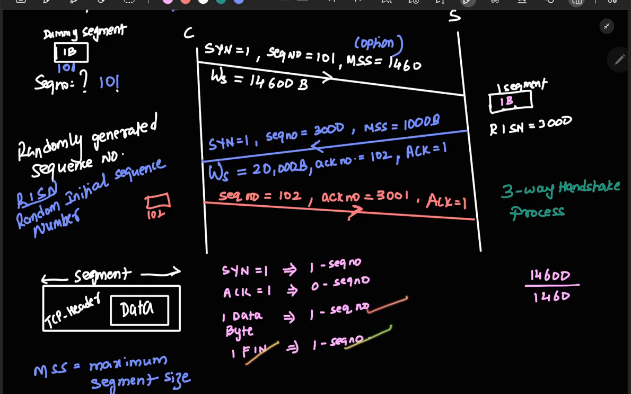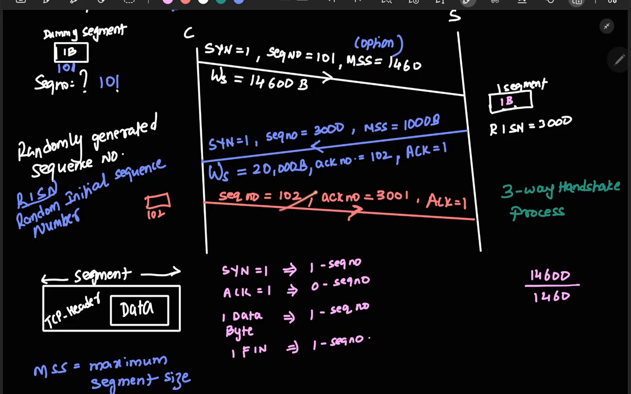So what is the meaning of one sequence number being consumed? See, if you look at this part, SYN equal to 1 is set and your sequence number is 101. Now the next time the client is sending a packet, at that time the sequence number will be 102. It will not use 101, because 101 is consumed. So the next sequence number will be used.